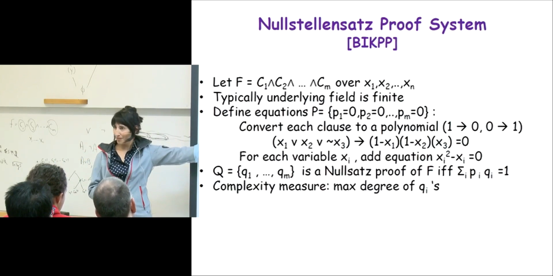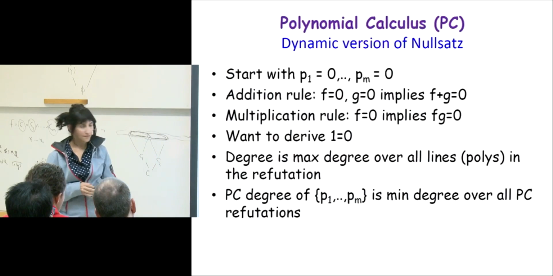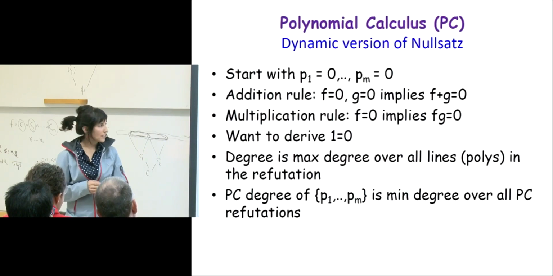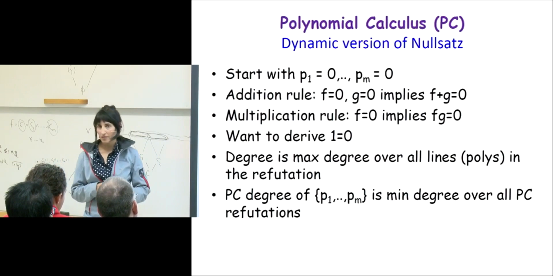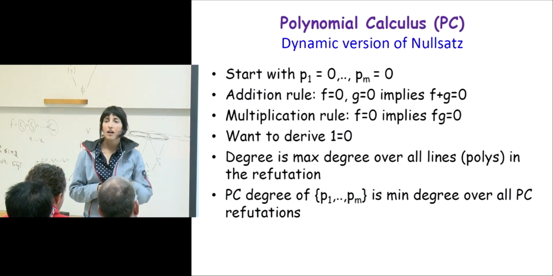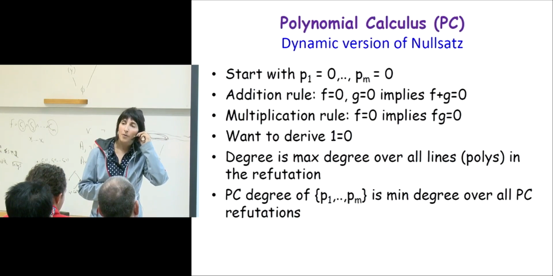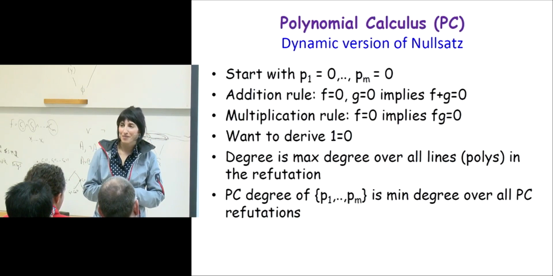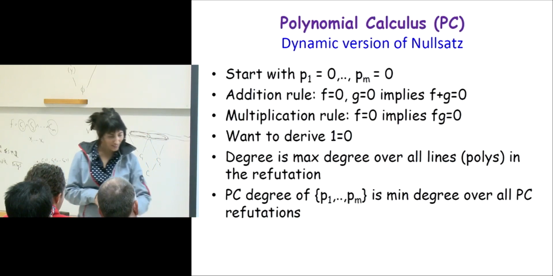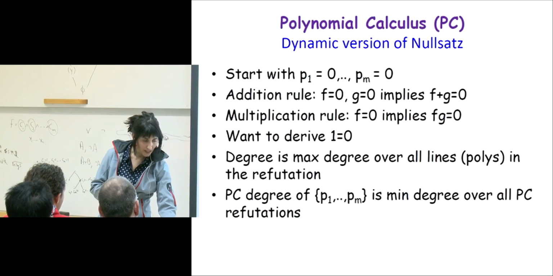And Q is as it was before. It's just a bunch of polynomials Q, where the sum of the P's times the Q's is 1. And the complexity measure is just the maximum degree of these Q's. Didn't you just say that the field has to be algebraically closed? Right, but once you have xi squared minus xi equals 0, you don't have to be in an algebraically closed field anymore. Yeah, I think Pavel will talk more about the more general case.